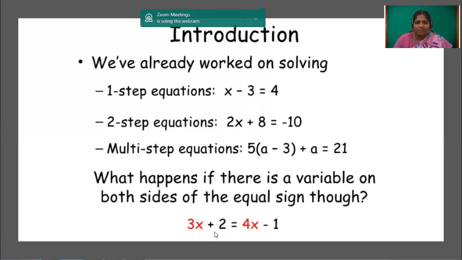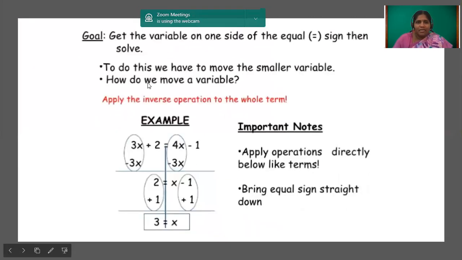Let us take one example. 3x plus 2 is equal to 4x minus 1. So what is our goal? Get the variable on one side of the equal sign, then solve. To do this, we have to move the smaller variable. How do we move a smaller variable?